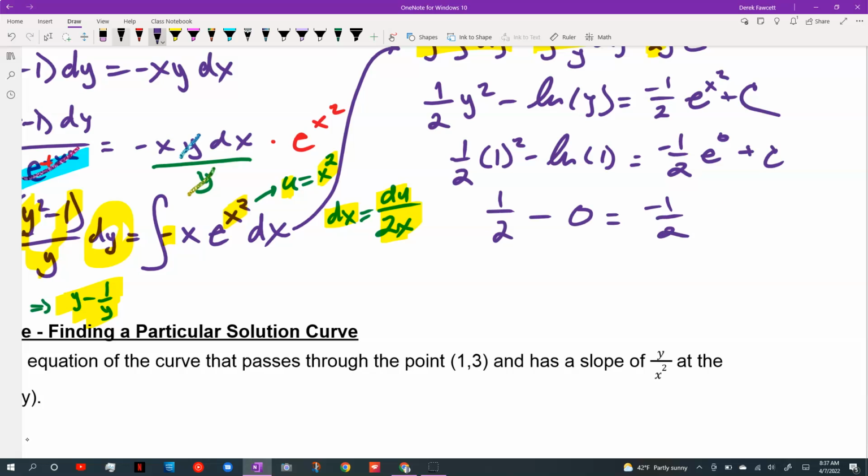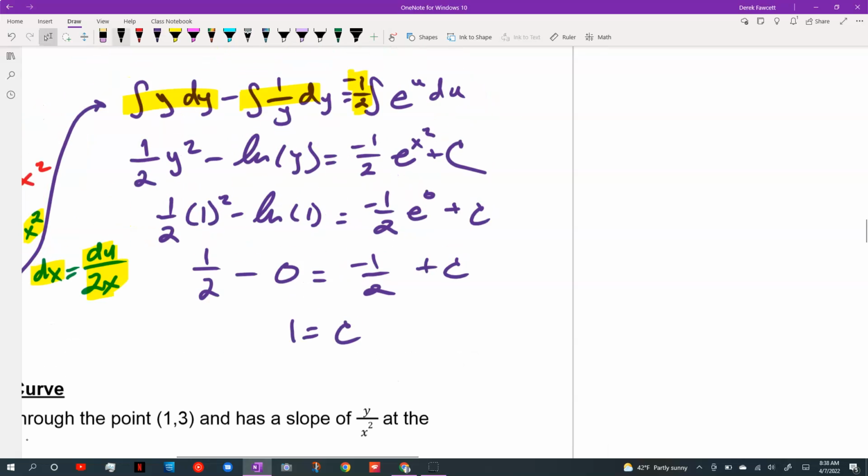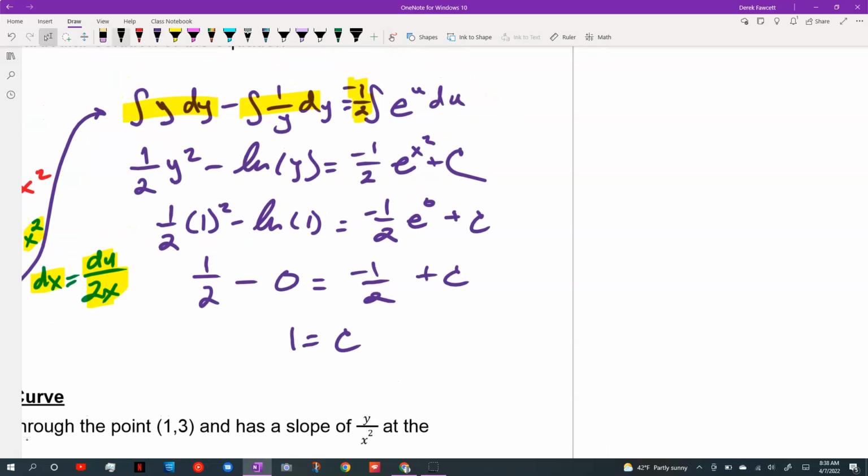e to the 0 is 1. So then we're going to add 1/2 to both sides, and you would get 1 is equal to c. All right, so we know that our c value is 1 in this case, and we try to figure out what our equation is, and we're going to go with this point right here before we plug that in.